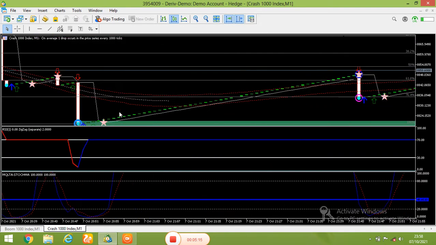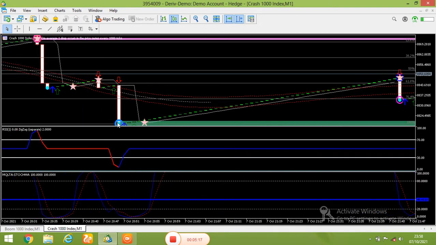Don't forget, I told you to always take note of the appearance of the ball. Then secondly, the star. Thirdly, the arrow too. Sorry, thirdly, the star and the arrow and also the ball. Then on this oscillator, RSI, you take note of the zigzag.